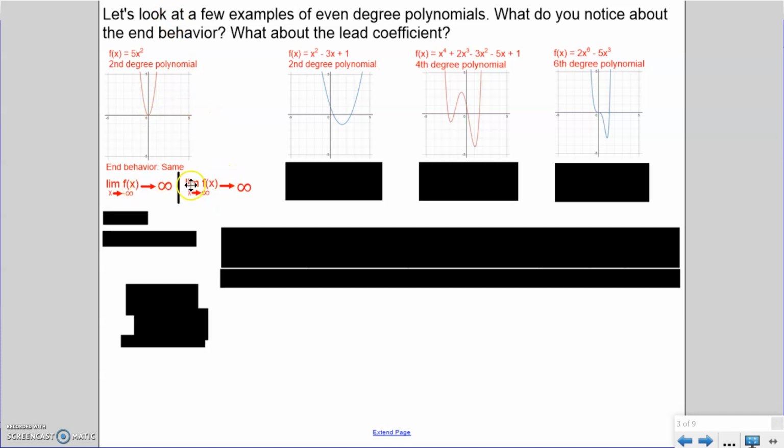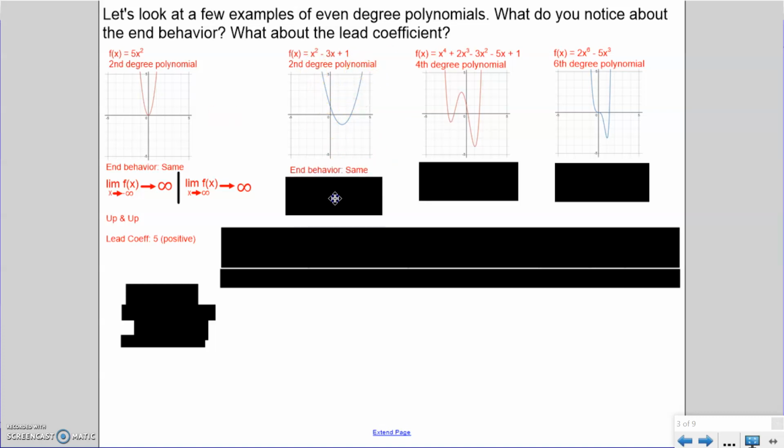Alright, now you should do this for all of them, but I'm just going to be lazy. I'm going to say up and up. So left side is up, right side is up. Also the leading coefficient is 5, but more importantly, it's positive. Here's the next one, x squared minus 3x plus 1. Again, this is quadratic or 2nd degree polynomial. The end behavior, left side's up, right side's up. End behavior is exactly the same, up and up. And the leading coefficient is positive 1 in this case, but it's positive.